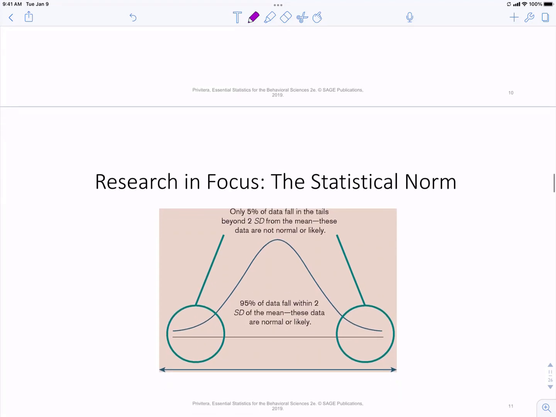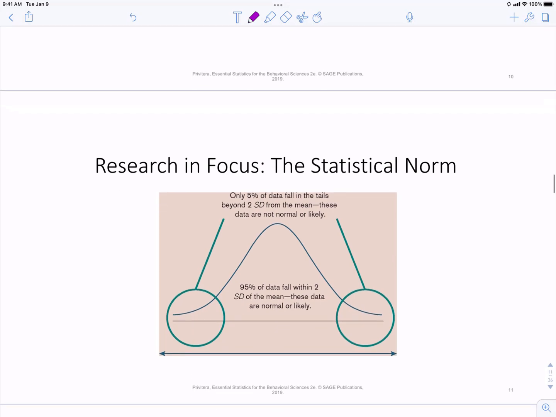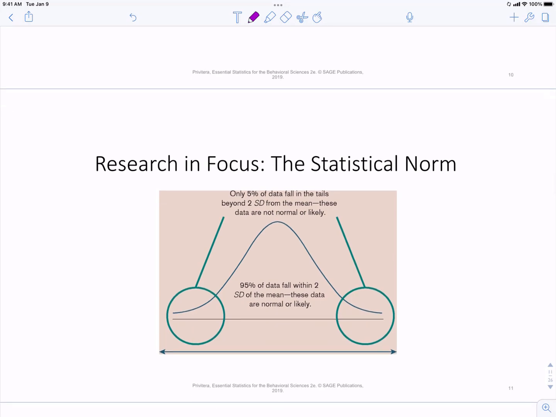Well, what they're saying is that since 95% of the population will fall within two standard deviations, falling within two standard deviations of the mean is considered the statistical norm. And anything that's beyond two standard deviations is considered unusual. So the statistical norm is any data that falls within two standard deviations of the mean. And there'll be more examples of this coming up.